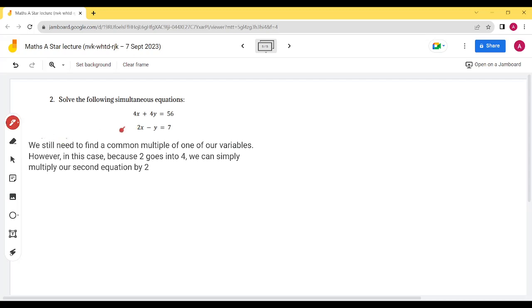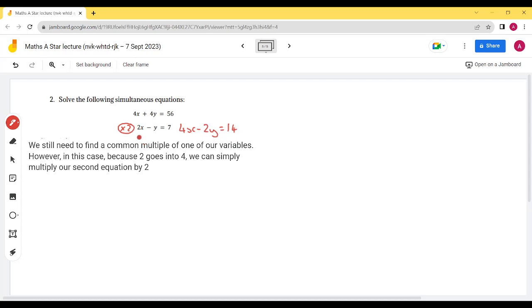So we've got 2x minus y equals 7. If we times that by 2, we're going to have 4x minus 2y equals 14. And so now we can do the stages before.